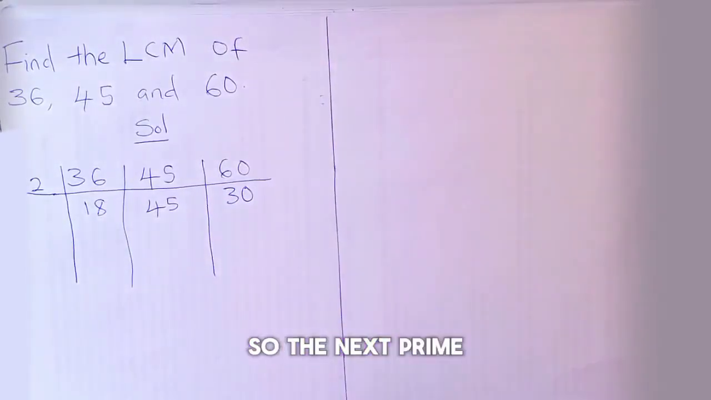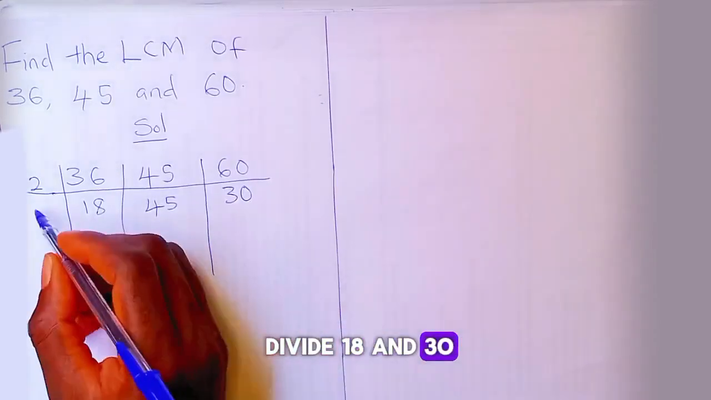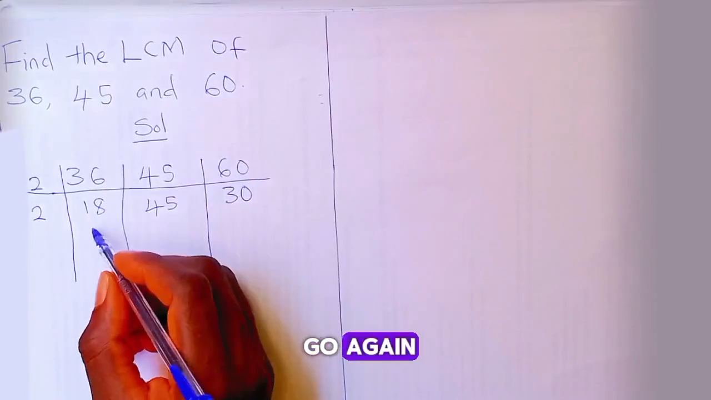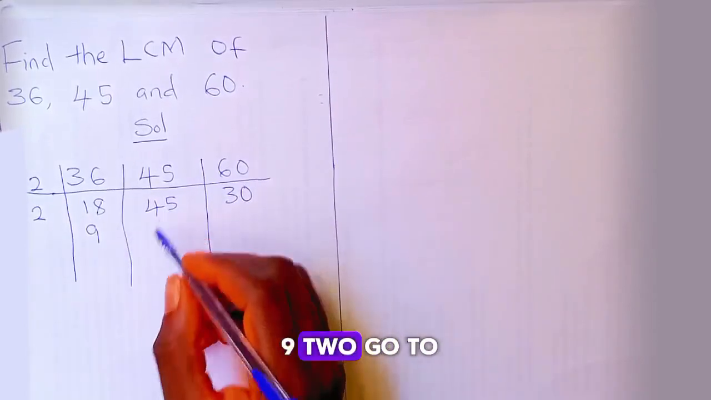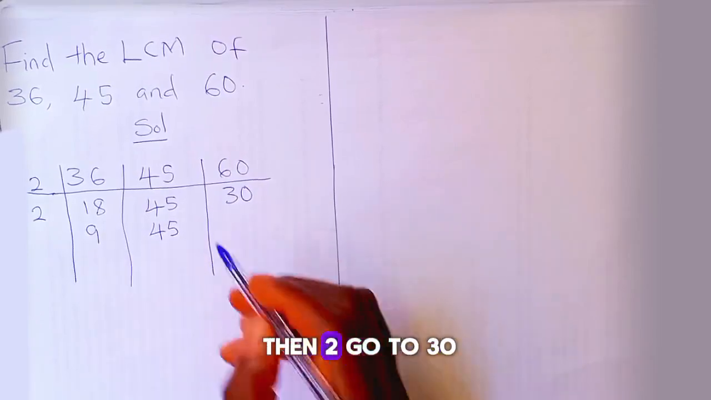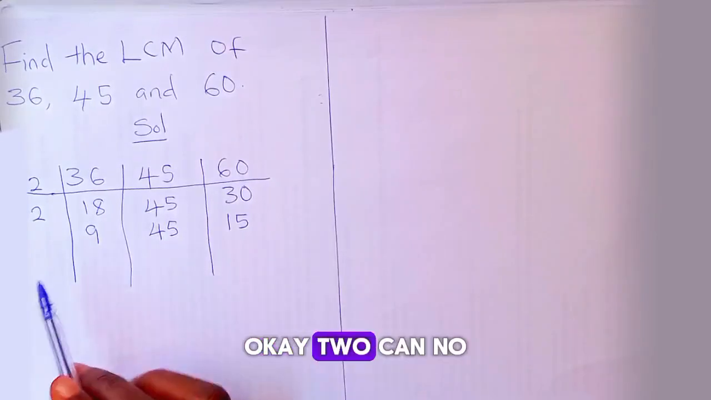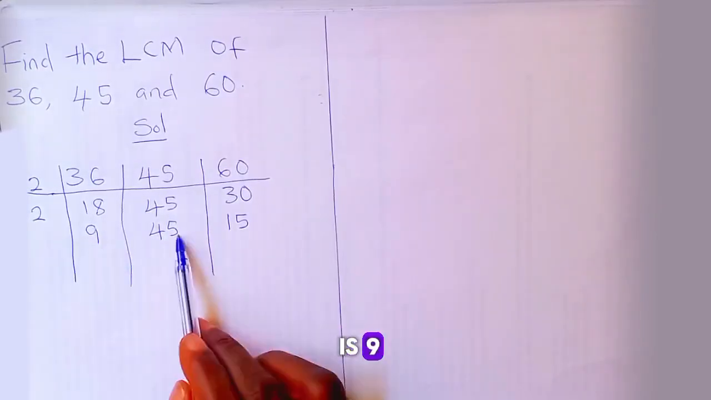The next prime factor is still 2, because 2 can still divide 18 and 30. So 2 will go again. This will give us 9. 2 going into 45 is not possible, so we repeat 45. And then 2 goes into 30, that will give us 15. Okay, 2 can no longer go because we have 9, 45, and 15.